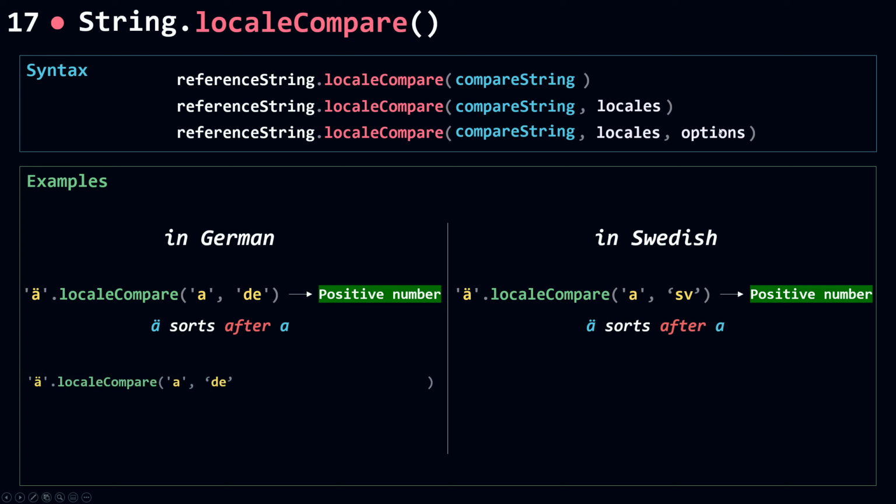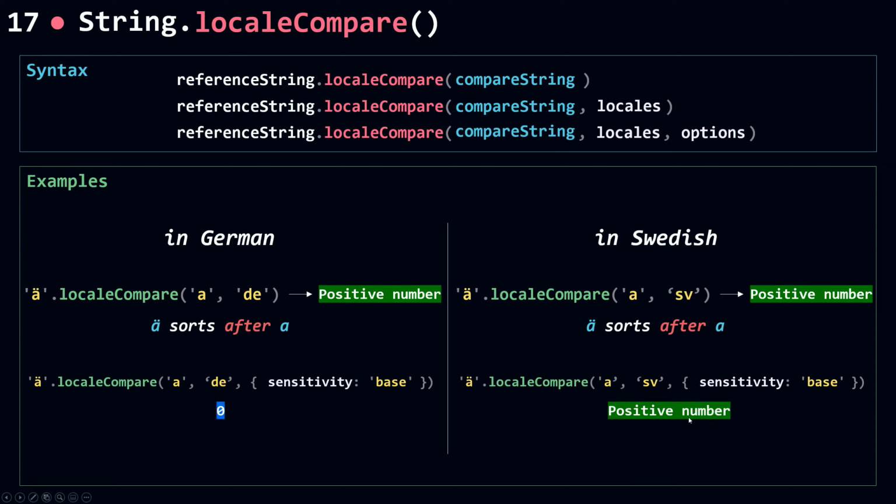Now I'm going to go and pass in options. So options is going to be an object. Options here, I think we have 6 options. One of them is sensitivity. I'm going to set it to base. So this means that I want to compare A with an umlaut with A based on their base letter. Are they separate base letters or not? So I'm going to do the same thing in Swedish. So here I'm going to get 0, and here I'm going to get a positive number. Because in German, A with an umlaut has A as the base letter. But in Swedish, A and A with an umlaut are separate base letters. And that's it for localeCompare.